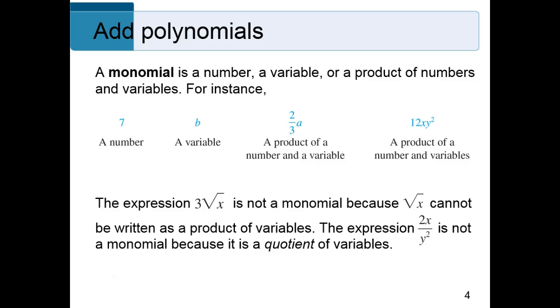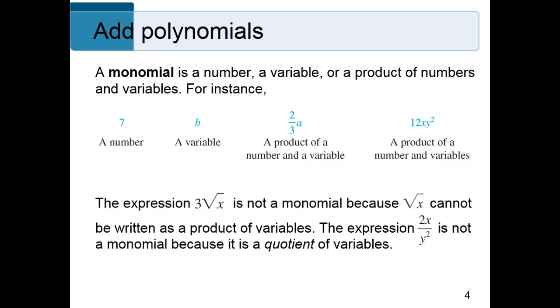The index would be 2. That goes in the denominator here. That'd be x to the 1/2. Because x cannot be written as a product of variables. Square root of x can. Okay, fine. How about this one? 2x over y squared. Is that a monomial? Not quite. How would you write this as an exponent, but not in the denominator? If you move the y upstairs, what does that become?